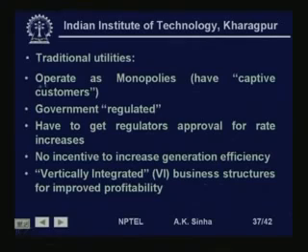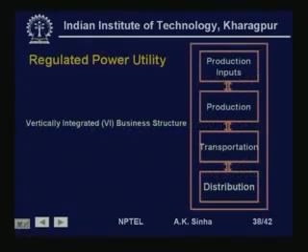Traditional utilities were operated as monopolies. They were mostly government regulated. State electricity boards had to get the regulator's approval for rate increases. That is, they were not running as a business. They were running more like a government department, and therefore there was no incentive to increase efficiency, because there was no motive for profitability of the system. This is the structure that we call the vertically integrated system business structure: production, transportation, distribution, everything is in the same hand.